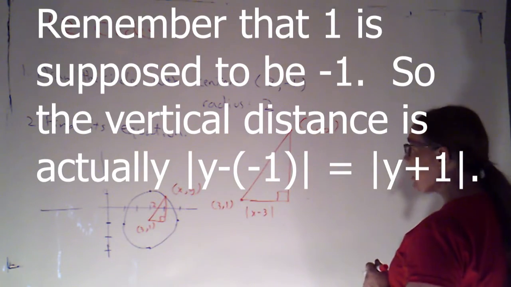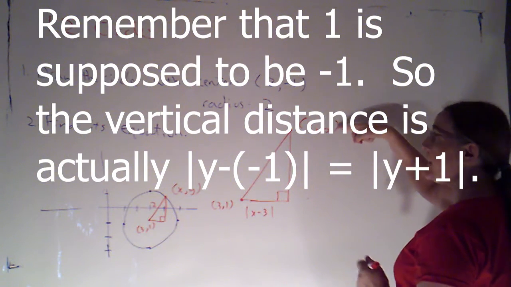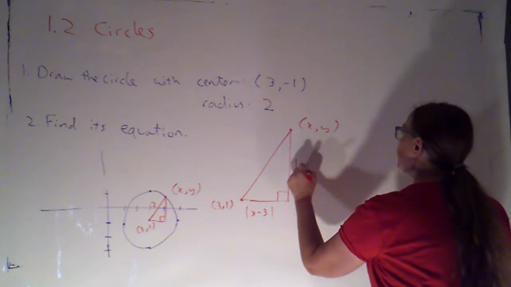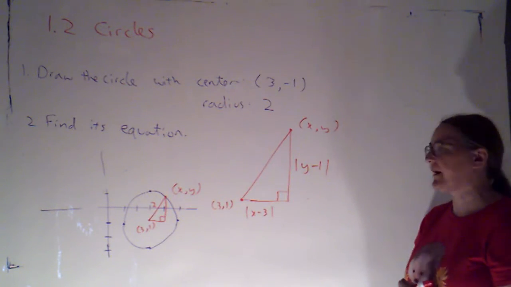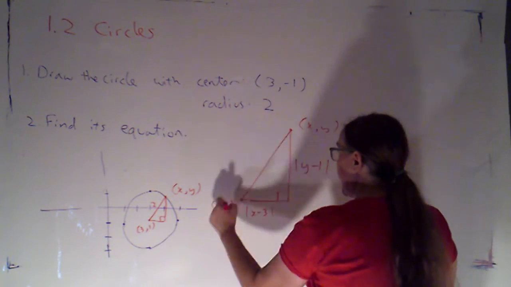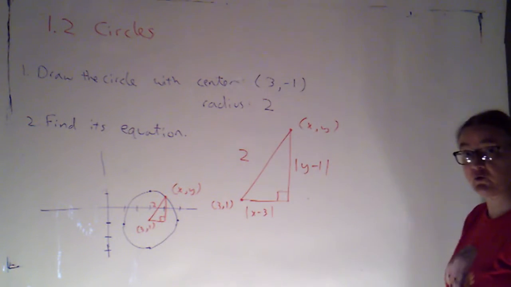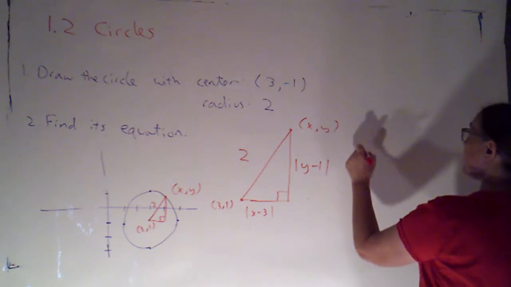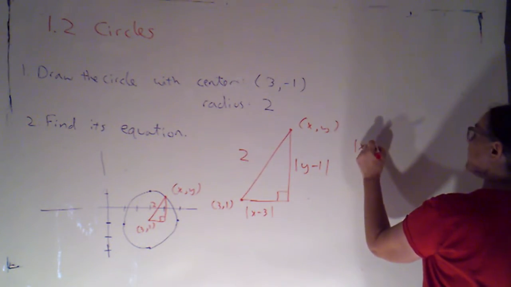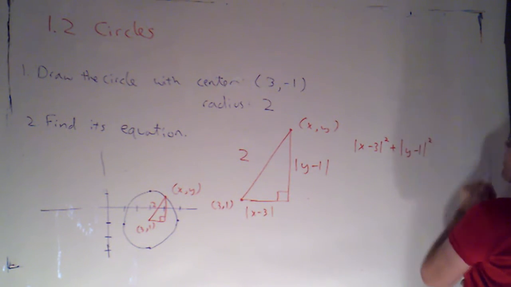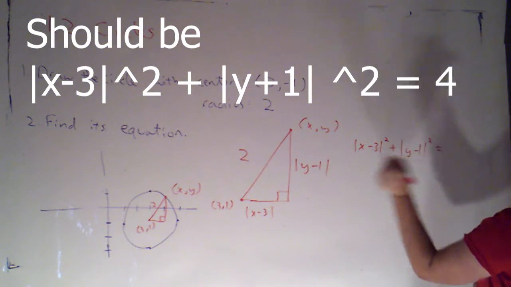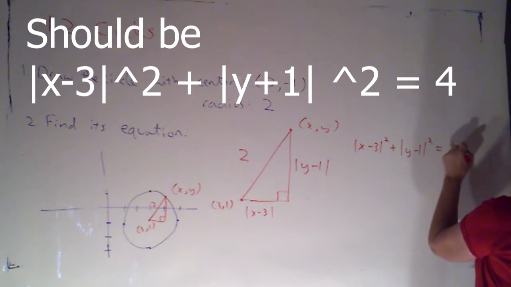Again, as I've drawn this, for this particular point, that would just be y minus 1. But in general, I can say that's the absolute value of y minus 1. And then we said our radius was 2. So the Pythagorean theorem gives us that the absolute value of x minus 3 squared plus the absolute value of y minus 1 squared is equal to 2 squared, which will be 4.